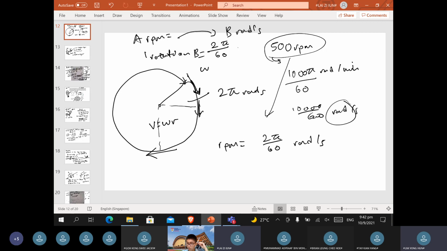So linear velocity is your omega r, right? So omega is 2 pi over t. Linear velocity, the formula is 2 pi r over t, right? Omega is 2 pi over t. Okay, no problem, Keith. Yeah, sorry. How do you get omega is 2 pi over t? Oh, so T is the period lah. T is the time it takes to go one revolution, right?